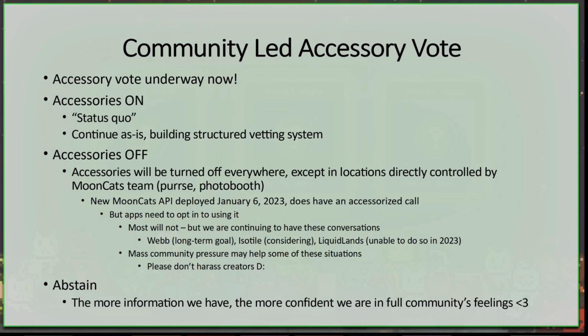to their specific problems. The last option you have in the community vote is abstain. And the simple answer here is the more information we have, the more confident we are in the full community's feelings. Abstain basically came about because quite a number of people came to me and said, I don't have really strong feelings either way on this particular issue, but I want to vote. What do I vote for? Is there going to be an abstain? And so that's why we ended up including it.